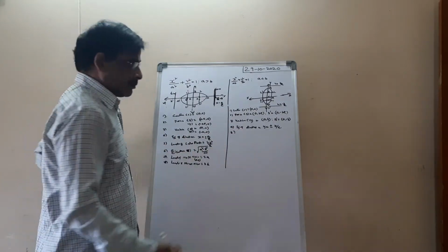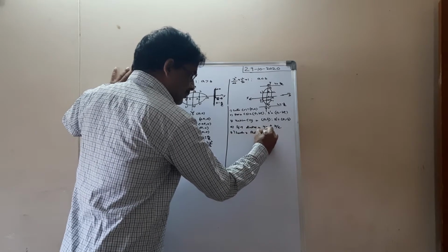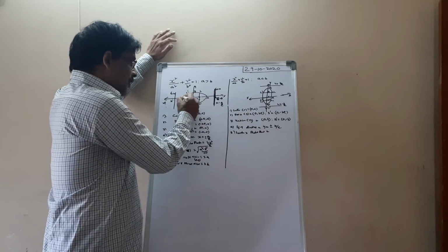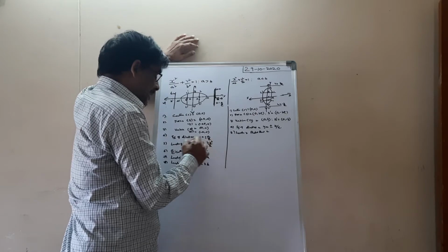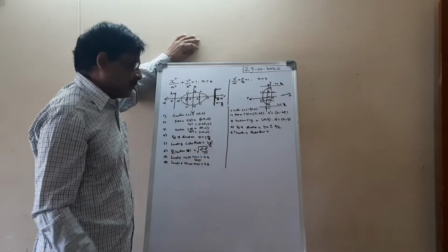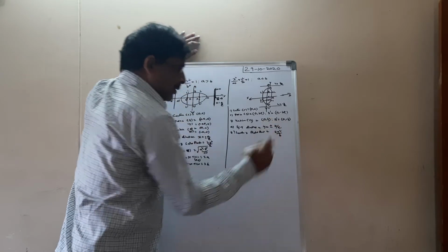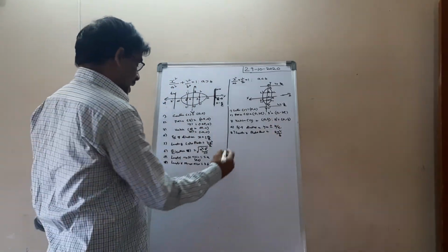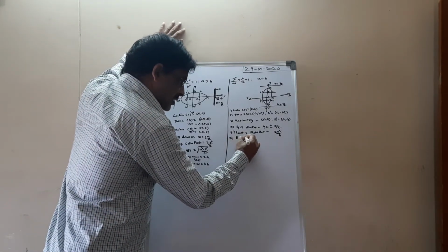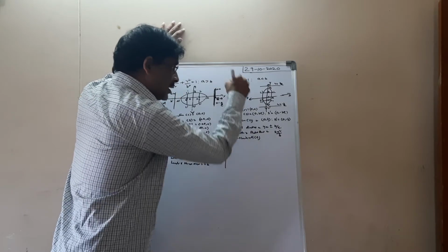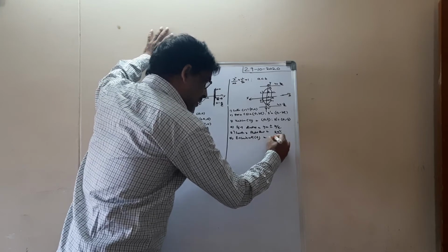Length of latus rectum. Here also, length of latus rectum. See, if you take A dash as major and B dash as minor axis, that is the length of the latus rectum 2b square by a. Here, 2a square by b. This is the length. And what is eccentricity?